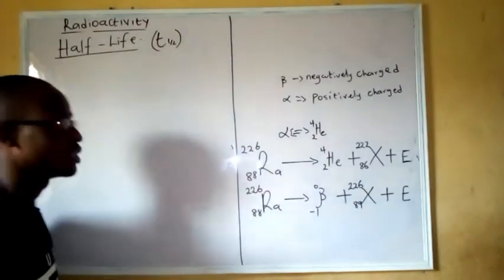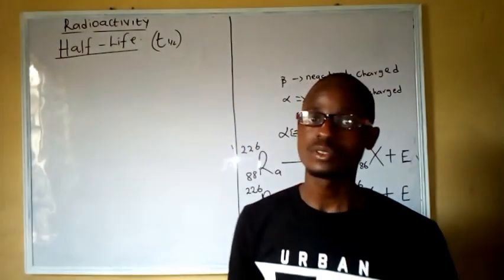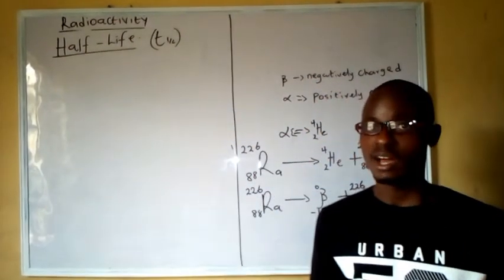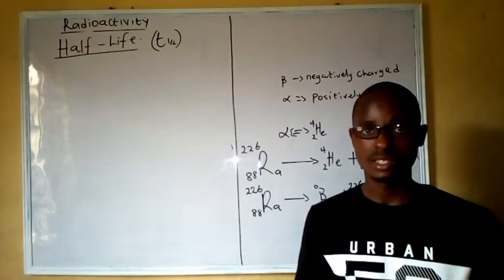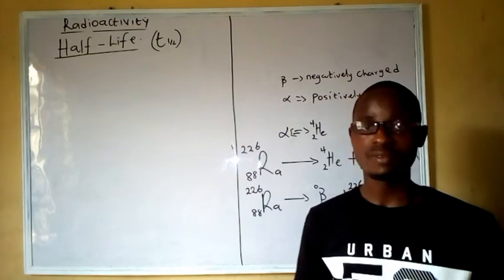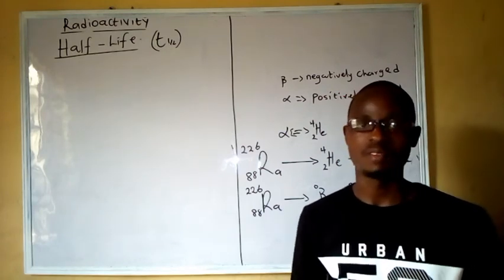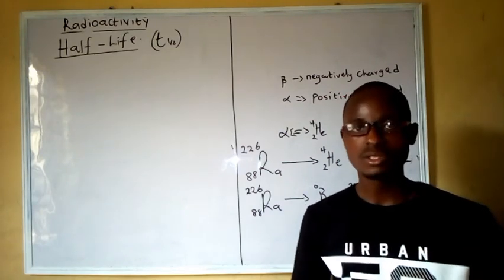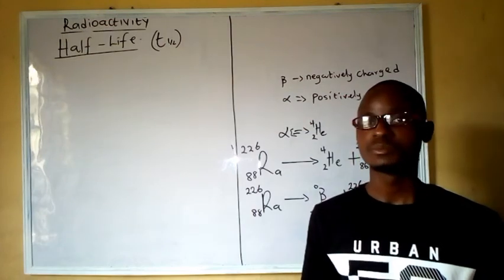It is denoted by T-half and also measured in seconds. However, we have some elements whose half-life is 10 years, 30 years, 100 years, and so on. And we have elements whose half-life is 1 minute, 2 seconds, 3 minutes, whatever.